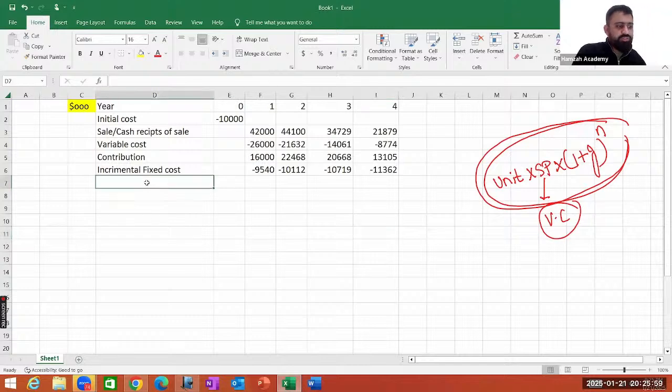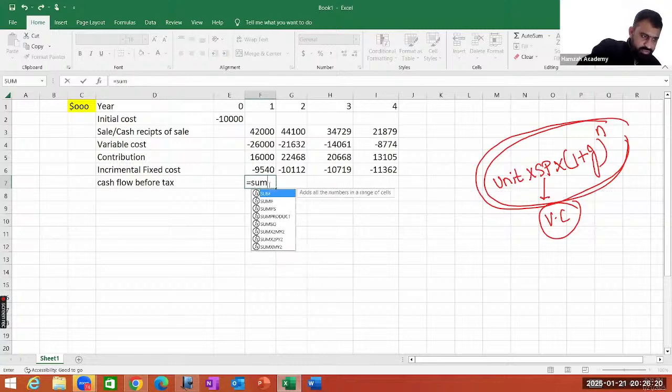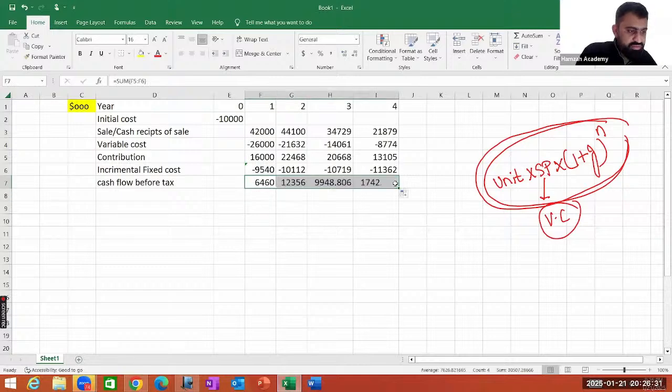After the incremental fixed cost, you will net it, and you will have the cash flow before tax. Again, equal sum, you open the bracket, and you select the contribution and incremental fixed cost, and you have the cash flow before tax. So you have arrived at the cash flow before tax in the NPV proforma.